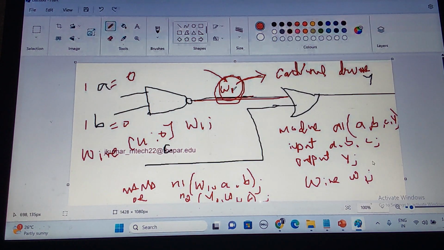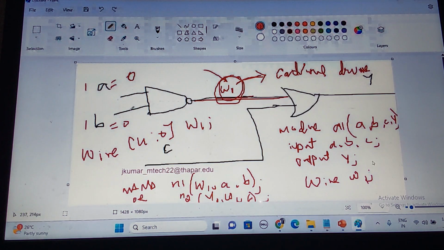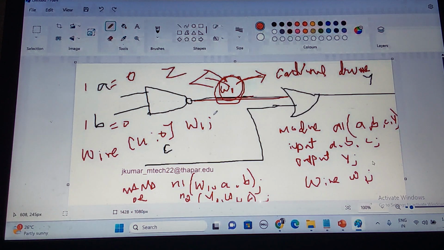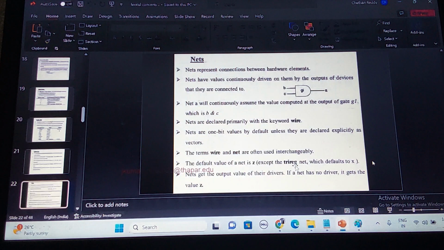This wire W1 is computing a NAND operation, right? NAND of 0, 0 means 1. If I'm giving 1, 1, it gives 0. If I'm not driving the A and B values, what is the default value of W1? You can understand the default value, except for the trireg net data type. This trireg net data type by default has the value X.